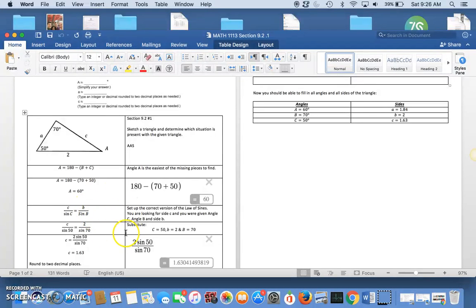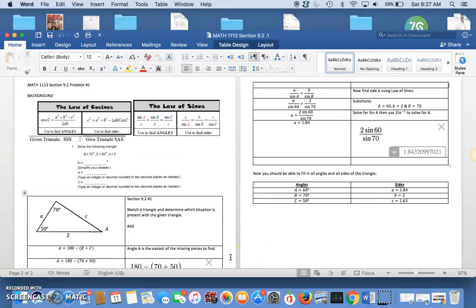Plug in the values. You don't know side C, but you know angle C is 50, and side B is 2, and angle B is 70. So from here, you can cross multiply, and then you end up dividing. So if you get C by itself, it's 2 sine 50 over the sine of 70. And when you plug that in, you get 1.63. That is what C is.